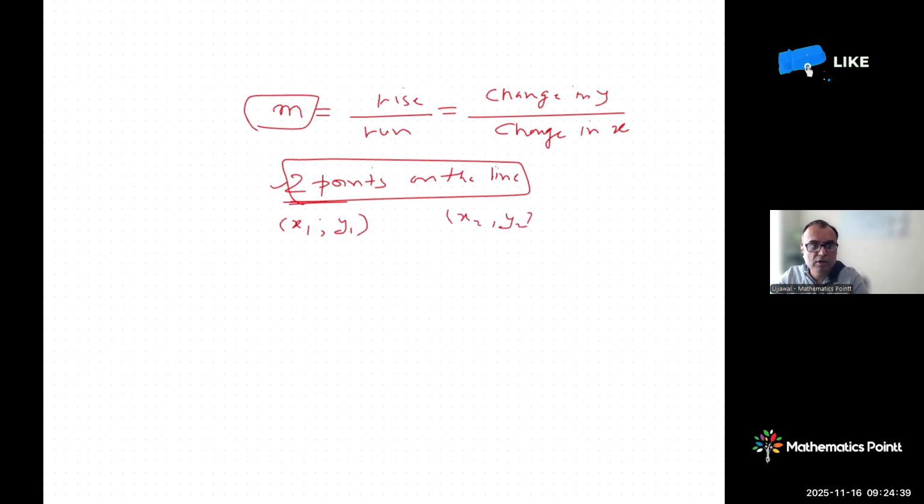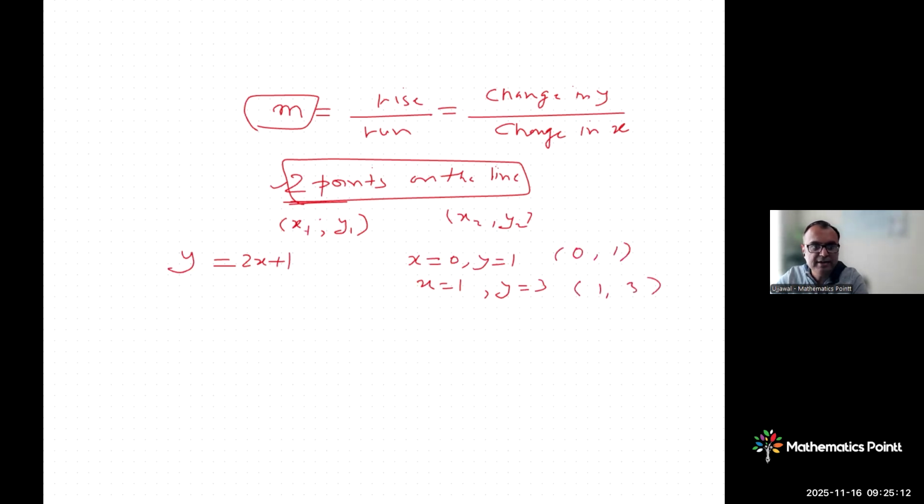You remember our original equation was y equals 2x plus 1. That's what we started off with. And we said when x is 0, y is 1. And when x was 1, y was 3. And so these are the 2 points. So x1, y1, I can say 0, comma 1. And x2, y2 is 1, comma 3. So I have 2 points on the line and I can write it as x1, y1, x2, y2.